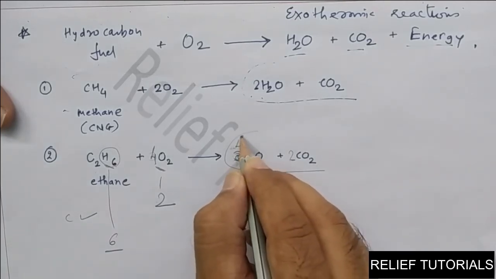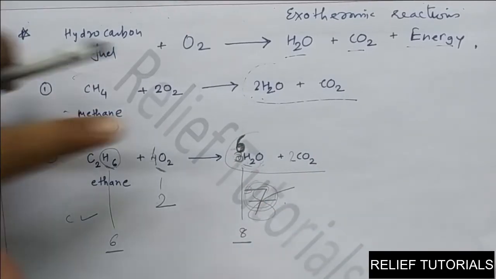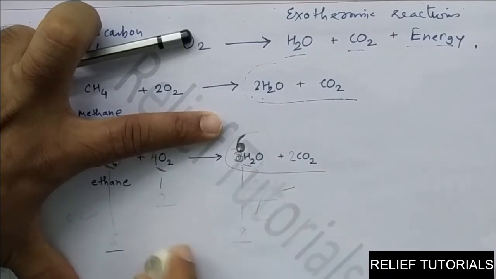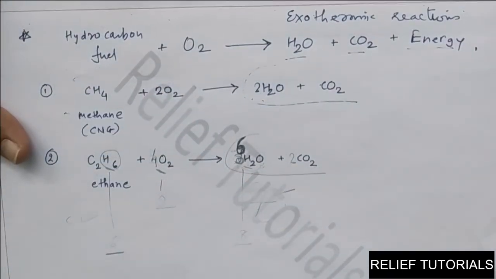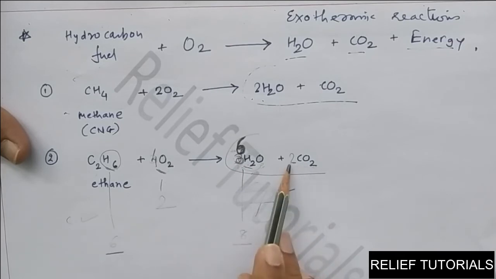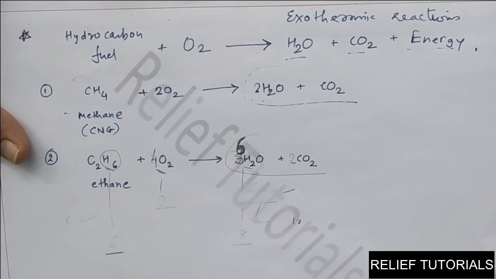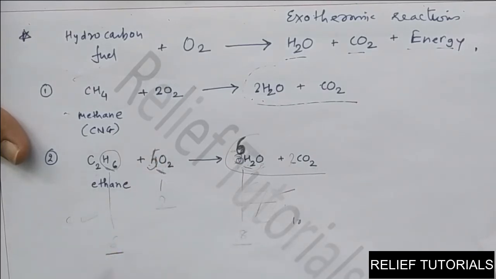So if you write 6 here, then what would happen? If you write 6 here, so 6 oxygens are here, 6 here and 2 2s are 4 here. So 6 and 4, 10. So if you write 5, it will be 5 2s are 10. So oxygen in this way can be balanced.